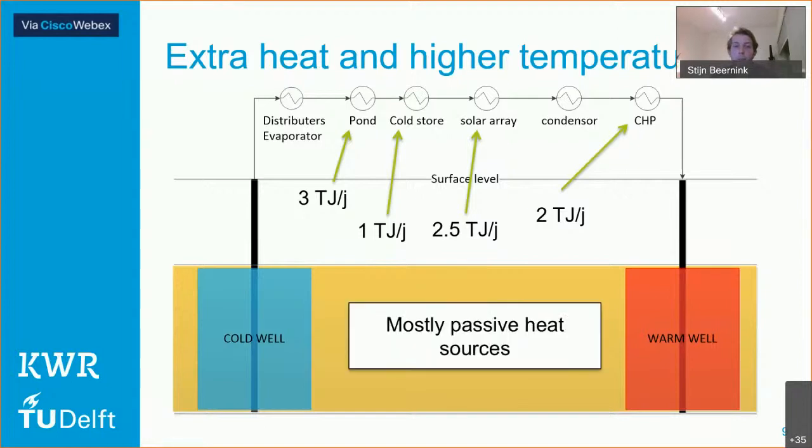However, these sources are mostly passive, which means that they only add heat to the system when this heat is available. For instance, looking at the solar array, this only gives heat to the system when there's sun, etc. So therefore, it is not always the case that this high temperature, this 40 degrees Celsius, is injected in the warm wells, but this only happens sometimes.